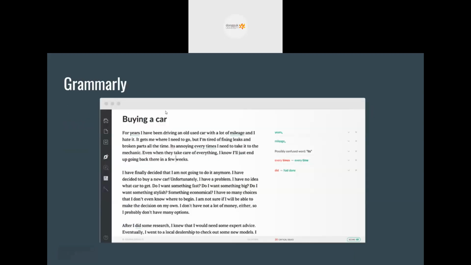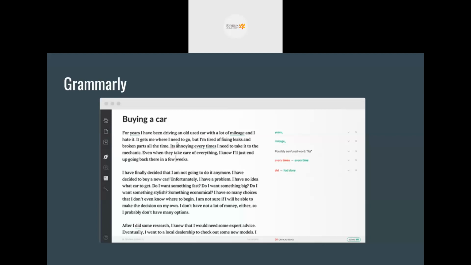Grammarly.com. Okay, so this is Grammarly. So for example, you've uploaded your writing. Your title here is Buying a Car. And after you uploaded it to Grammarly, Grammarly found some problems with it. Okay, so you can see down here, it says there's 20 critical issues. So it underlined problems with punctuation. So they think that a comma needs to be here, comma needs to be here. Okay, this is their suggestion. So if you accept their suggestion, you can just click on it.